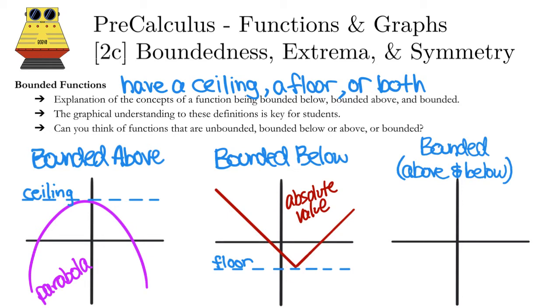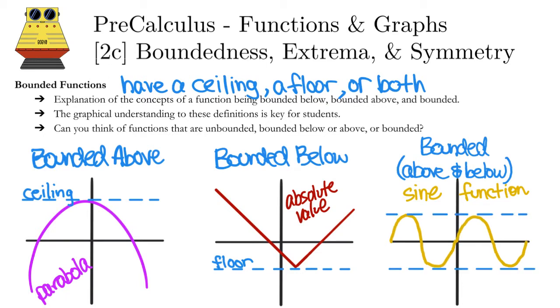Finally, a good example of a function that is bounded above and below is the sine function or the cosine function. If you're not familiar with the sine function, it's a trigonometric function that goes up and down forever between -1 and 1. Unless it's transformed, the sine function has a max of 1 and a minimum of -1.